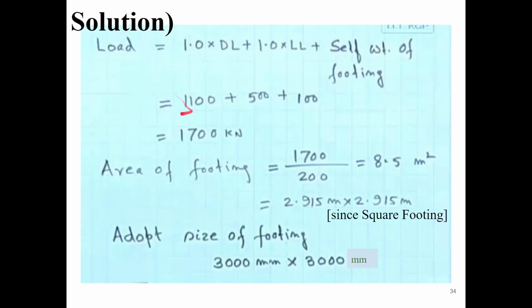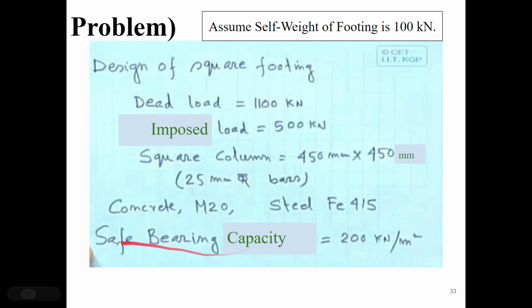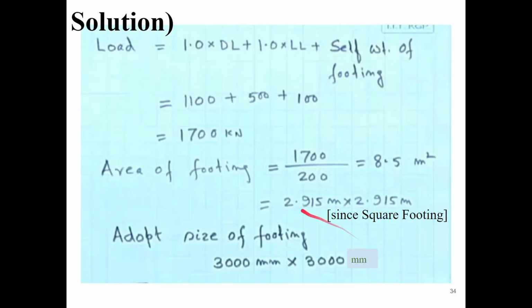So initially, the total load that will be acting on the soil will be dead load plus live load plus weight of footing, right? So it is 1100 plus 500 plus 100, which is equal to 1700 kilonewton. That is the total load that is acting. And the area of footing will be equal to 1700 by 200, because 200 is the safe bearing capacity. So it is 1700 by 200, which is equal to 8.5 meter square.